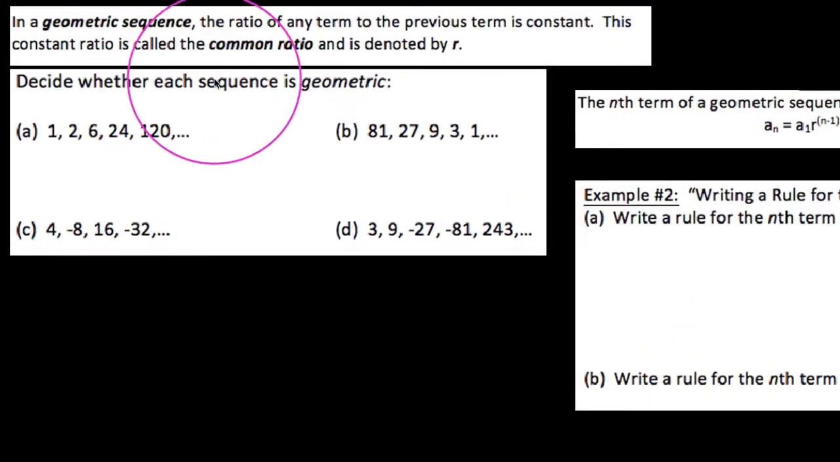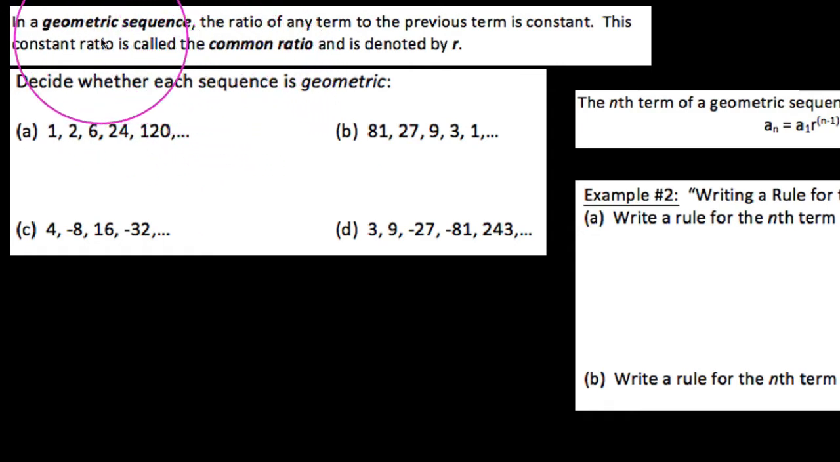Hello YouTube, this is my first video on my module on geometric sequences, and in this video we're going to do two things. We're going to define and identify geometric sequences and also learn a way to write the rule for the nth term of a geometric sequence. And the thing here is geometric sequences have a very special type of pattern.